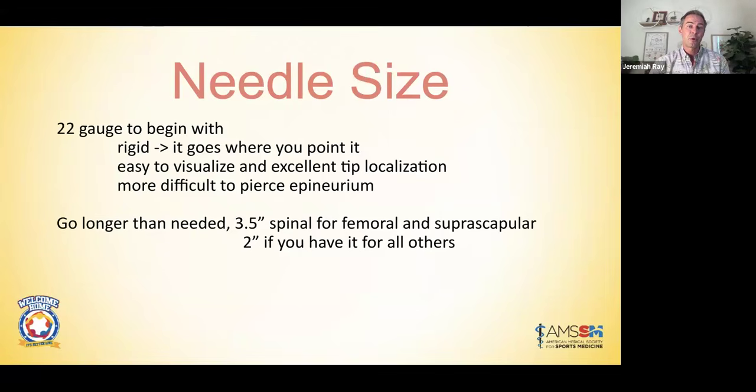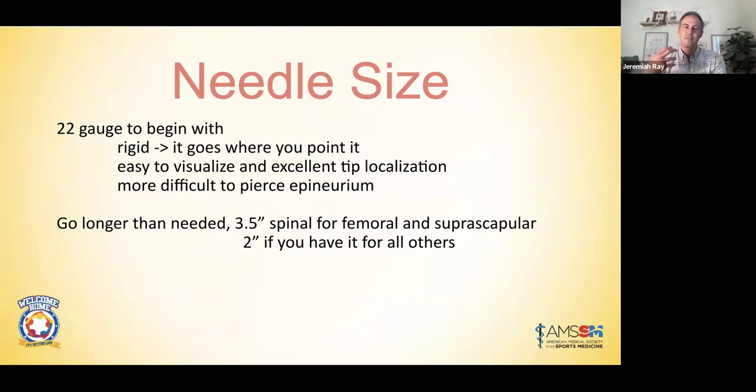Needle size is super important when you're using your blocks. When you're starting off, I would say go with a 22 gauge or maybe a 25 gauge. A couple of reasons. Number one, it's a rigid needle. So when you are doing your in-line approach or out-of-plane approach, it's going to go where you point it, which is super important, particularly when you're getting used to this. It's so easy to visualize, and you can see exactly where that tip is.